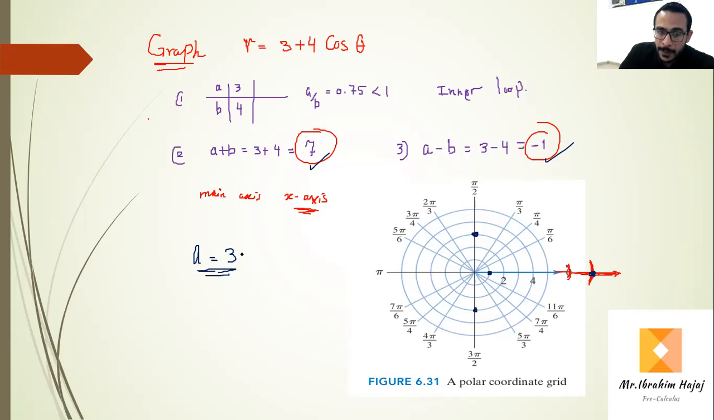So we found 3 according to the value of A, guys. We found 7 according to the value of A plus B. The loop here is what? Inside. The loop is always inside, and you know that the direction is to the right. So the loop is inside the circle.